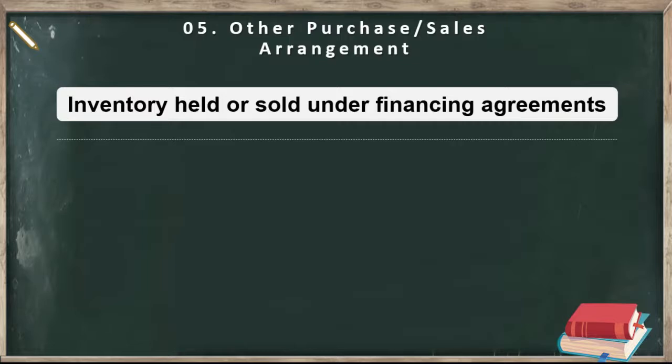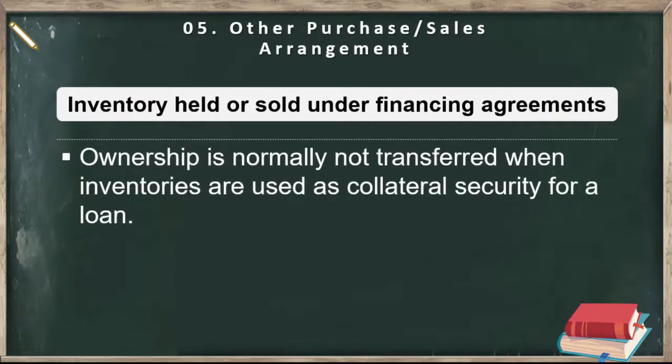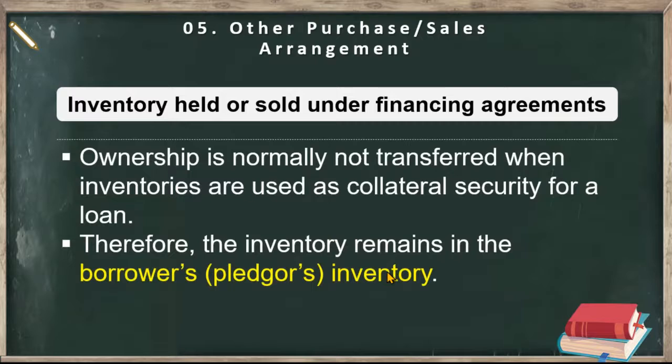So we have the inventory held or sold under financing agreements. Okay, so ownership here is normally not transferred when inventories are used as a collateral security for a loan. So for example, ang gigamit nimo nga collateral para pautangon ka sa financial institution kay imong inventory. So kung gihimo na siya nimo collateral, so that's treated as a pledge, you're still the owner of the inventories. So wala pay transfer of ownership. Therefore, the inventory remains in the borrower's or the pledger's inventory. Okay?